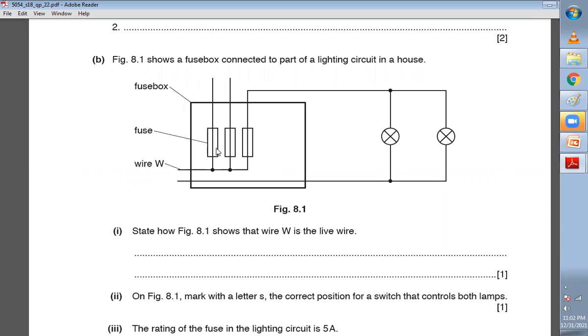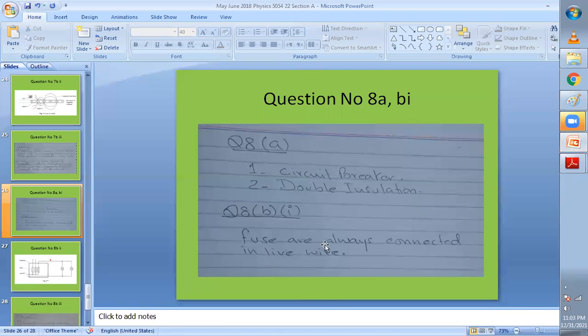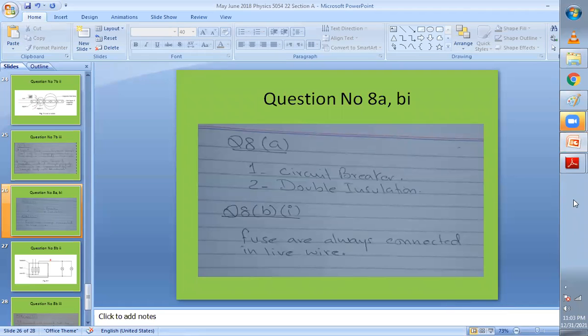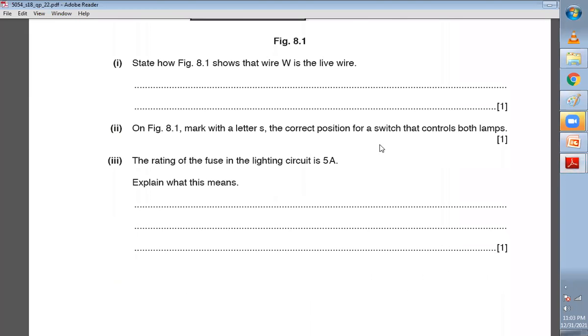That's a rule. We do not connect the fuse in the neutral wire. We always connect the fuse in the live wire. Because here the fuses are connected with this W wire. That's why we know that it's the live wire. Okay. Fuse are always connected in the live wire. That is the reason that we know that W is a live wire, because the fuses are connected there, and fuses are always connected in the live wires. Okay, so let's move to the next part.